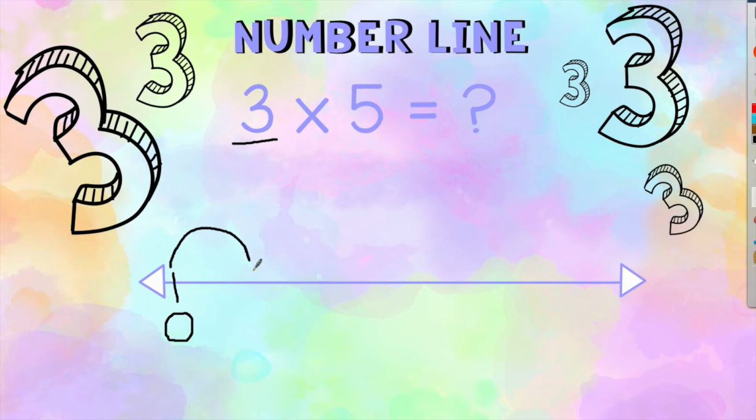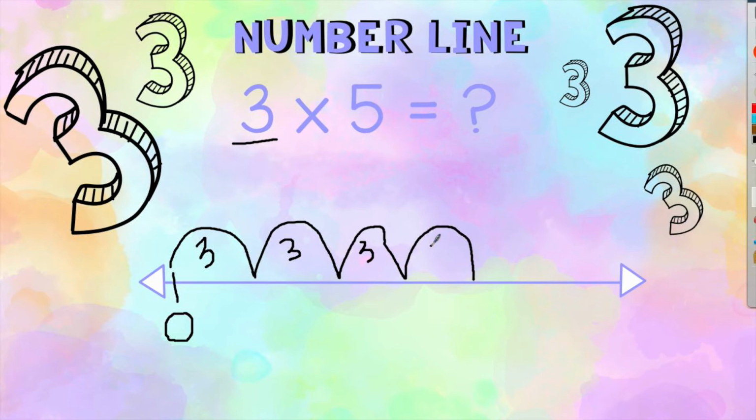So 1, 2, 3, 4, and 5. Now that I know that I've jumped 5 times, it's time for me to fill in these numbers.